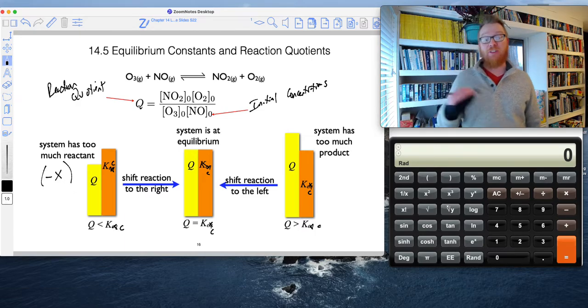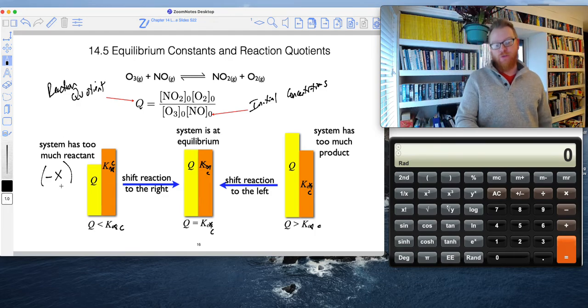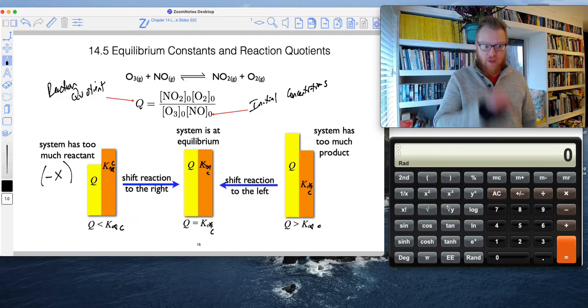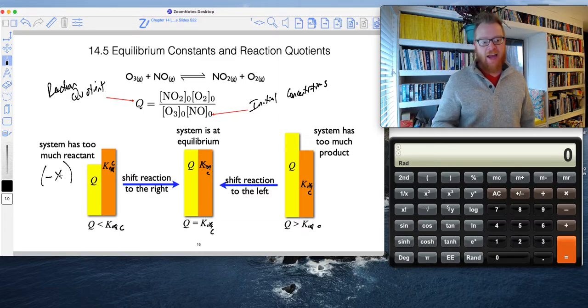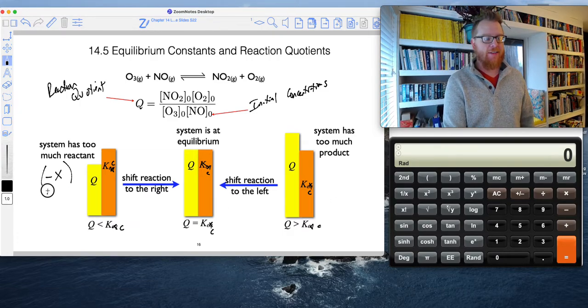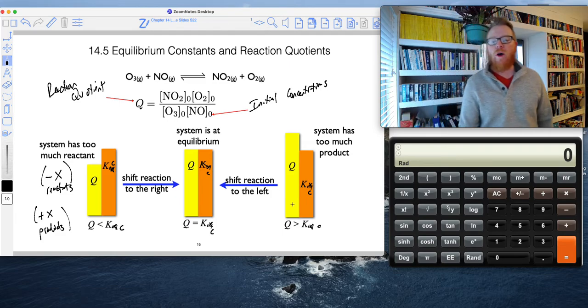In other words, we would have to subtract some unknown concentration from the reactants to get it to shift to the right. So the reactants will decay. More reactants will react, but the products will evolve, so more products will appear. So we'll say minus X reactants, plus X products. Now what about the other scenario?